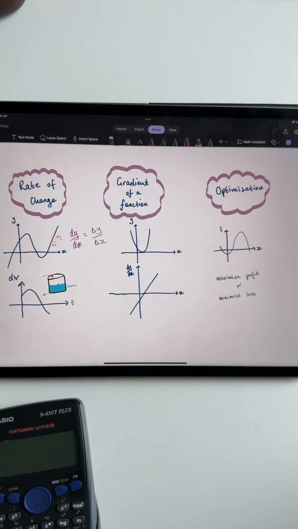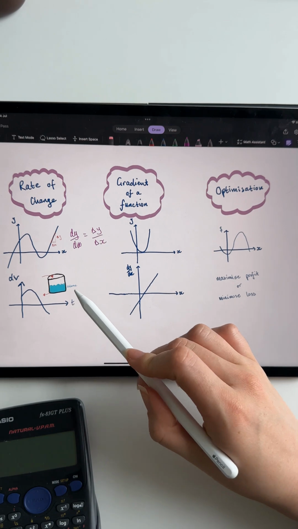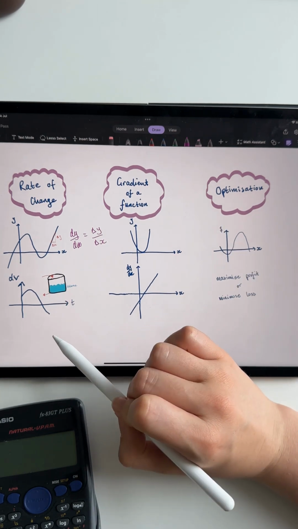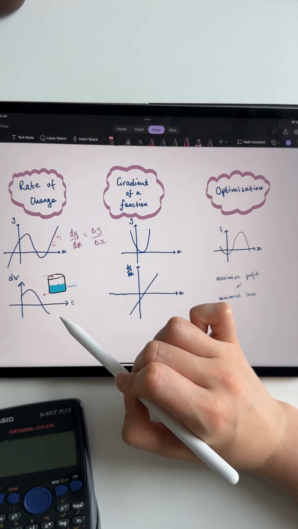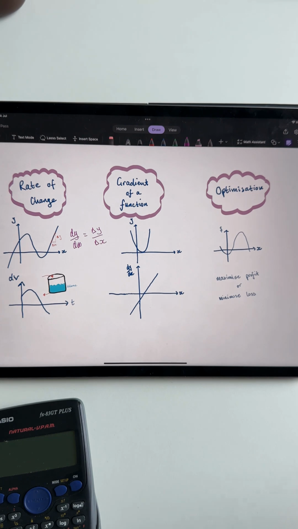We can also talk about it in terms of another variable. Say we want to talk about the rate of change of volume in a water tank. We can say that we start off with a specific volume of water, and then we have water flowing in and out, potentially at different rates. So to understand how the volume is changing over time, we can graph that function dV by dt, and that helps us better understand the situation.